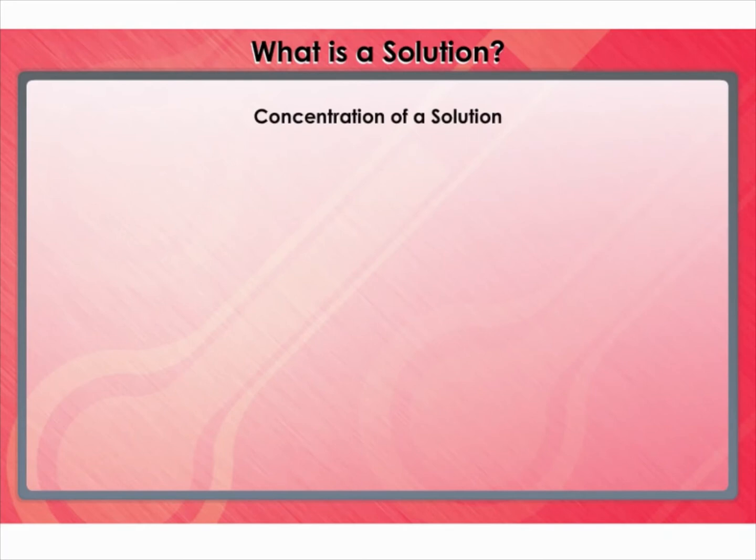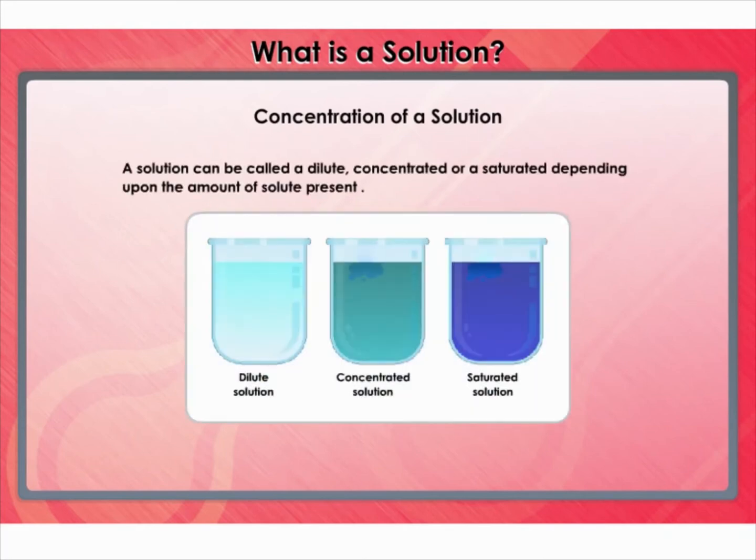Concentration of a solution. In a solution, the relative proportion of the solute and the solvent can be varied. Depending upon the amount of solute present in a solution, it can be called a dilute, concentrated, or a saturated solution. Dilute and concentrated are comparative terms.